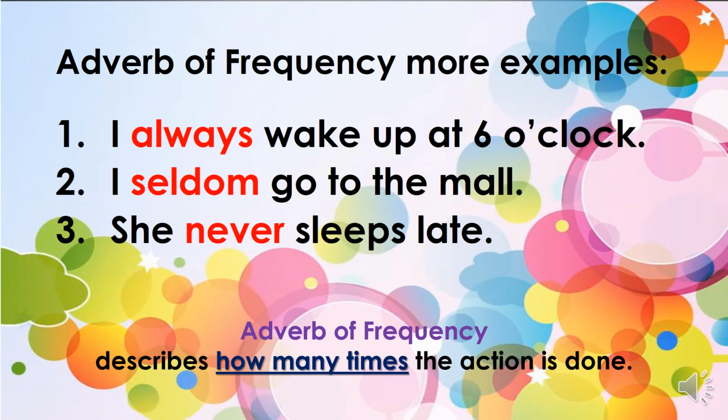More examples for adverb of frequency. 1. I always wake up at 6 o'clock. 2. I seldom go to the mall. 3. She never sleeps late. The highlighted words always, seldom, and never are examples of adverbs of frequency. An adverb of frequency describes how many times the action is done.